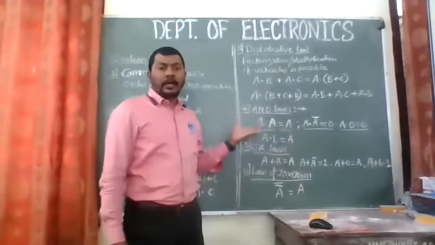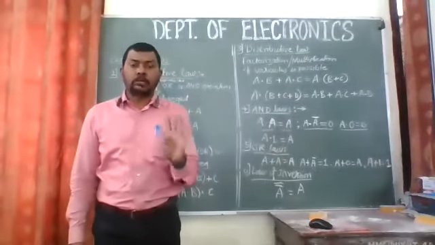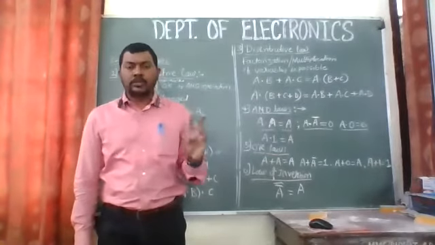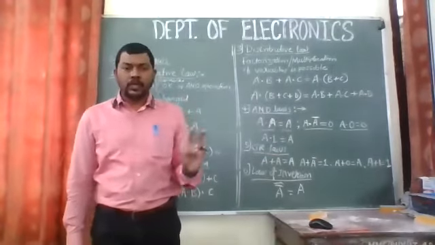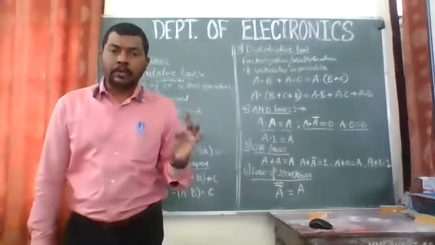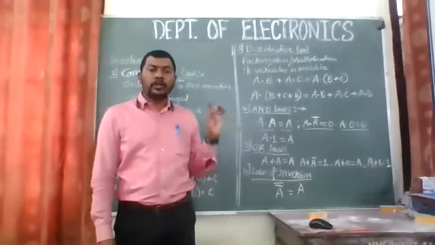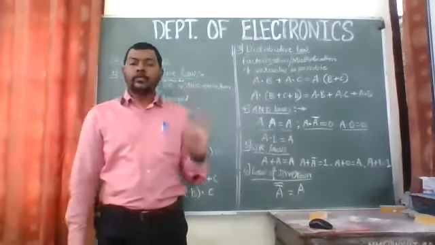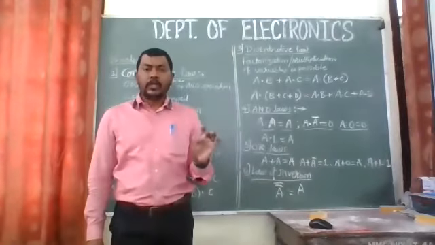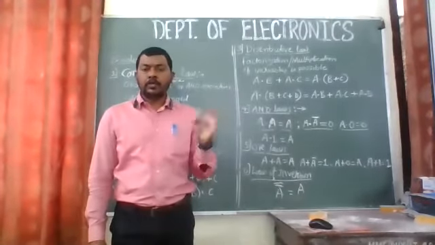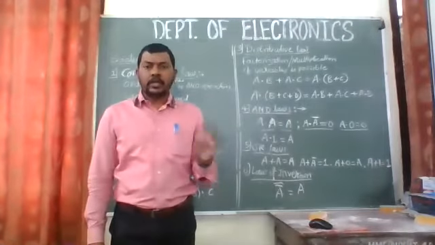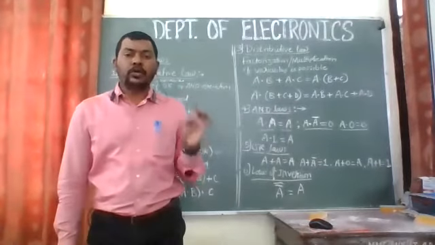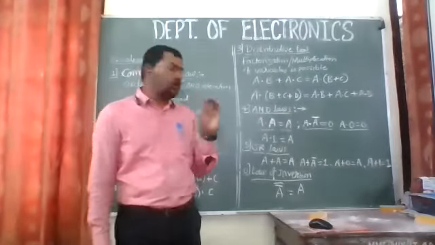The fourth law is the AND law. In these AND laws, we have four sub laws. A dot A will give you A. Second, A dot A bar will give you 0. The third one is A dot 0 is 0. And the fourth one is A dot 1 will give you A. Again, I am repeating the four AND laws: A dot A is A, A dot A bar is 0, A dot 0 is 0, and A dot 1 is A. So these are the four AND laws.